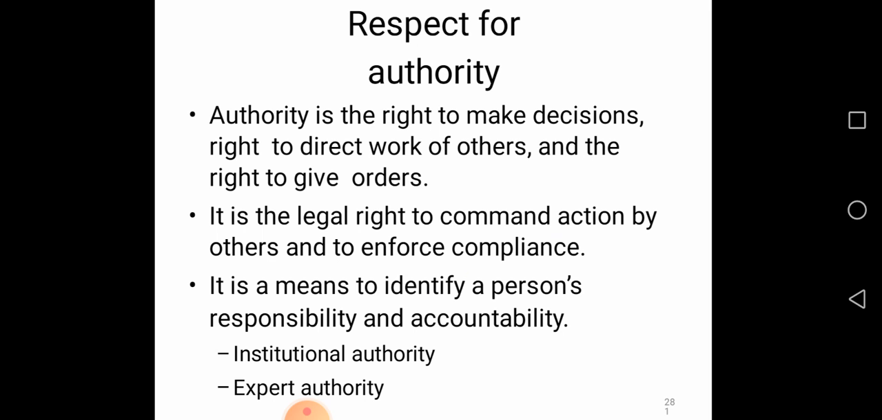Now comes the third internal responsibility of the engineer, which is respect for authority. What is authority? It is actually a state to make and take decisions. It is the right to direct work for others and the right to give orders to others. Now, there are two types of authority. First one is institutional authority and second one is expert authority.